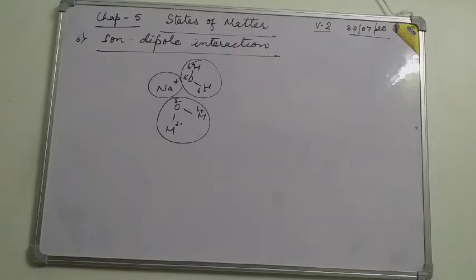Five or six types of interaction. Hydrogen bond is like dipole interaction. So basically there are five types of interactions. Intermolecular forces act on the different types of molecules.